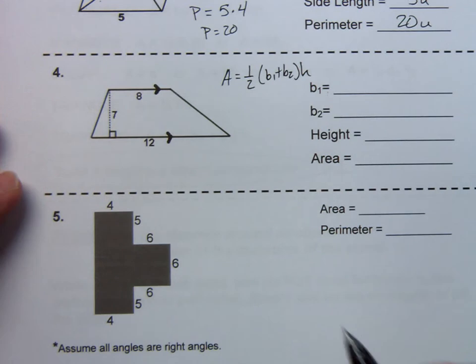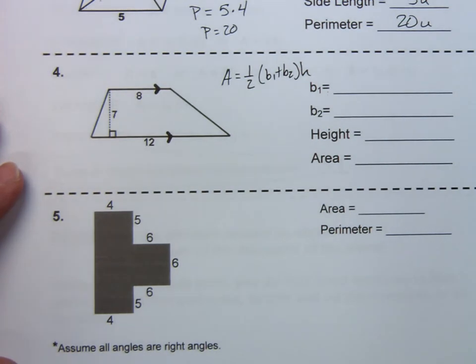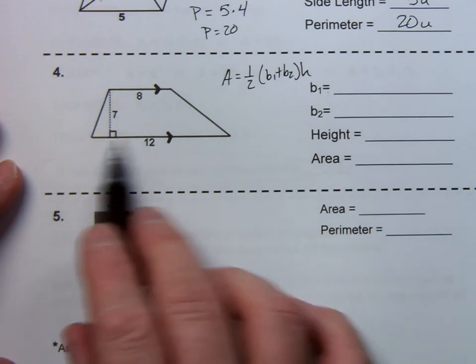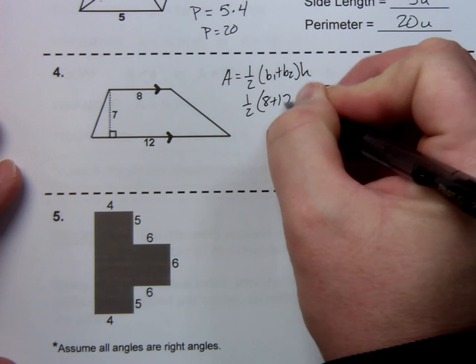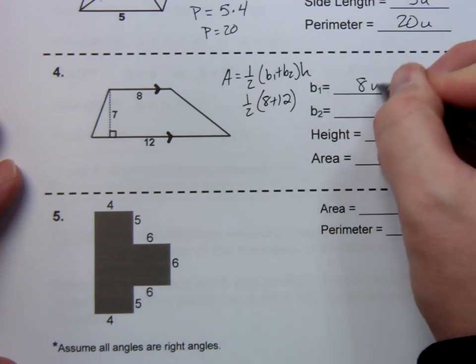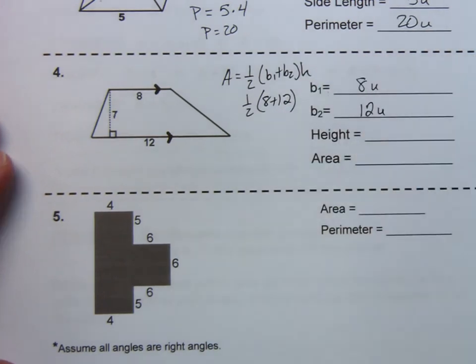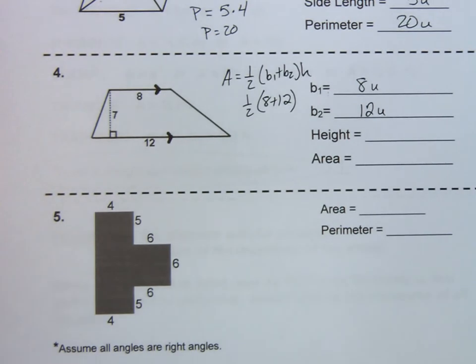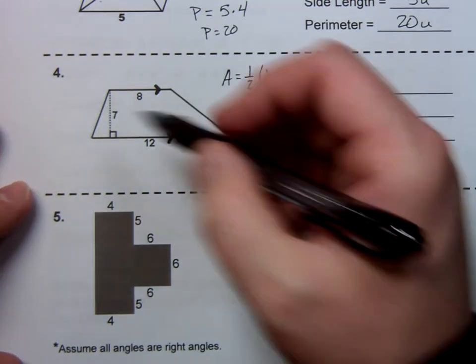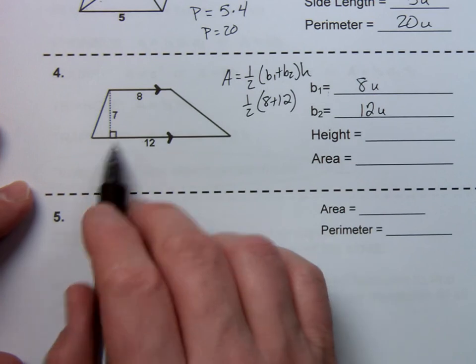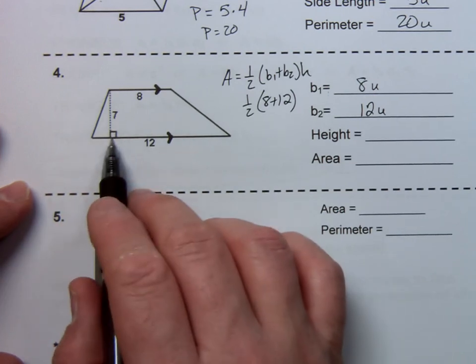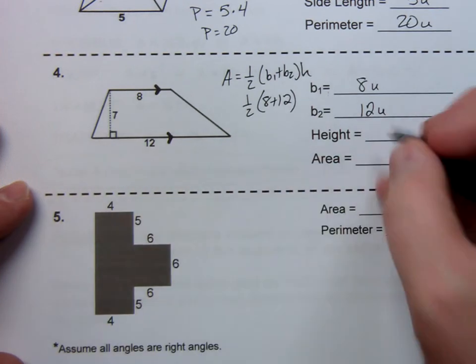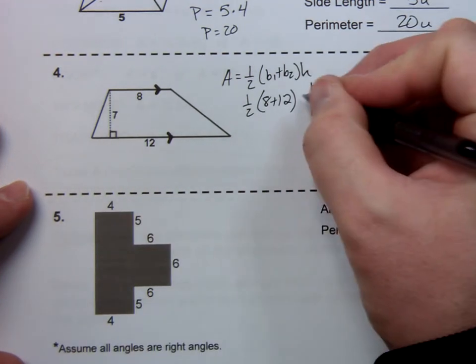So the bases of a trapezoid are always the sides that are parallel to each other. So the two sides that are parallel to each other are the 8 and the 12. So those are the bases. And put those over here. Again, they did not specify the units for us. We'll use U for just generic units. And then we need the height. And again, base and height are always perpendicular. You're looking for that right angle. If this is a base and this is perpendicular to that base, then this is going to be the height. So the height is 7 units.